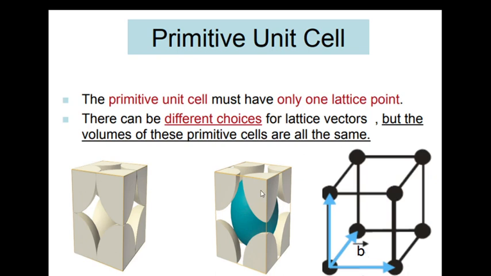But the nutshell story is that the corner atom contributes 1/8 portion to your unit cell. If it is in the center, then it contributes as a whole. If it is on the wall, it contributes half. That we will even see in the next lecture as well.